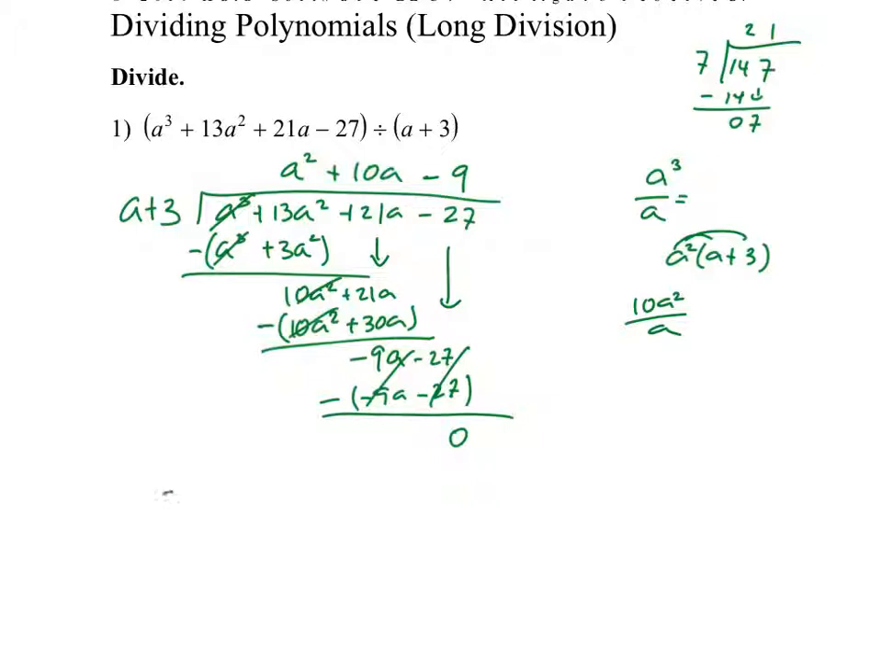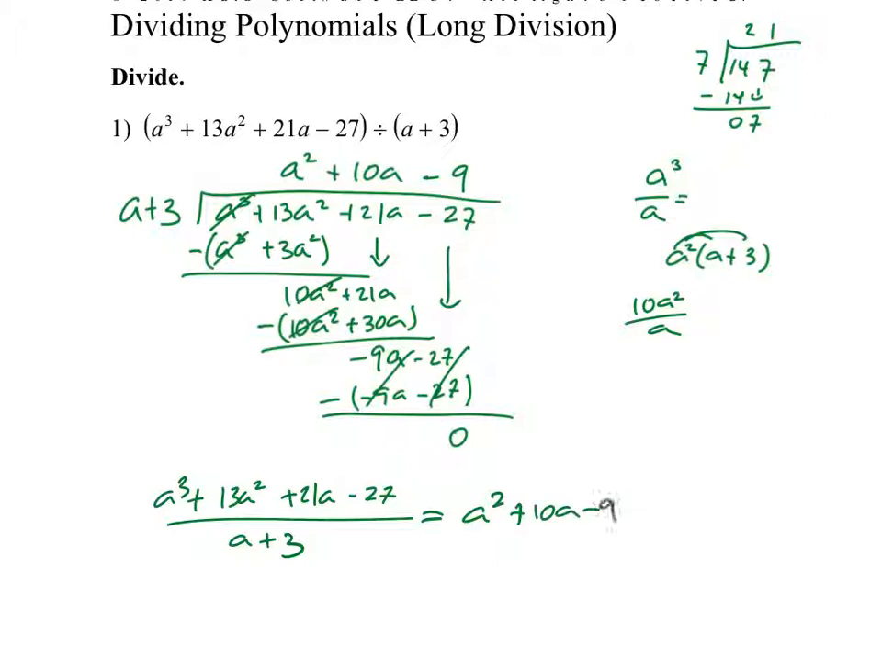So my division, let's write it: a cubed plus 13a squared plus 21a minus 27 divided by a plus 3 equals a squared plus 10a minus 9. That's my quotient from that division.